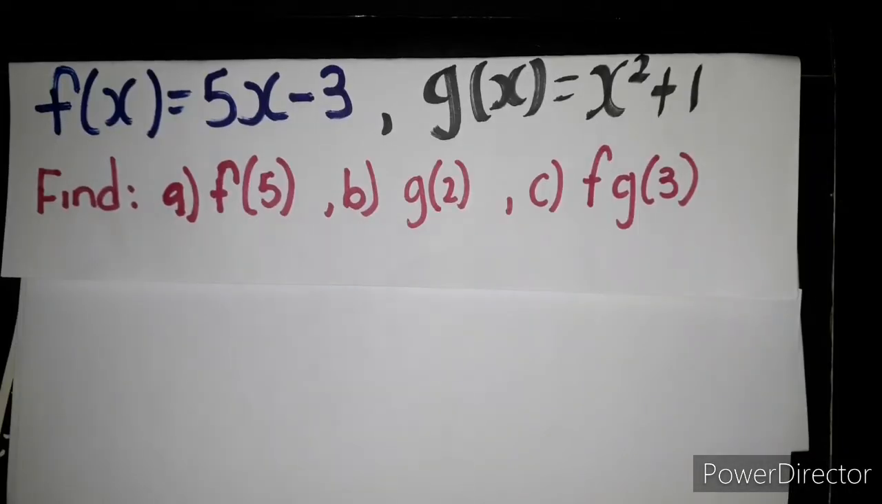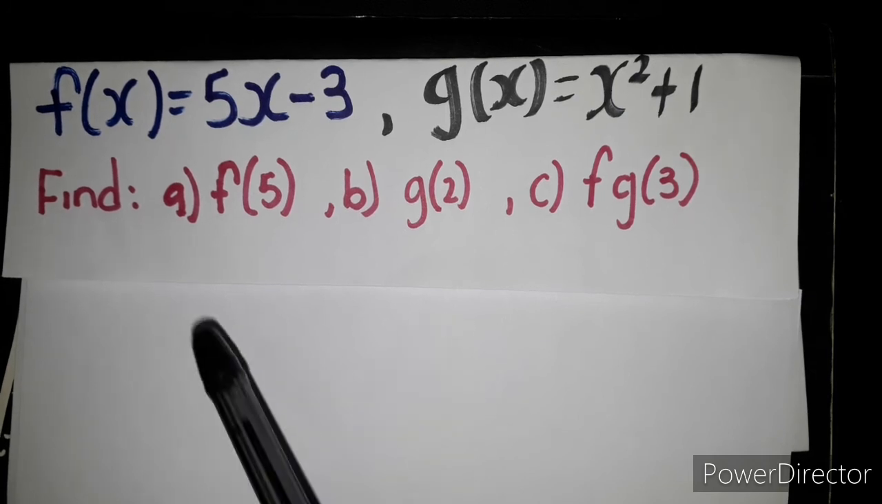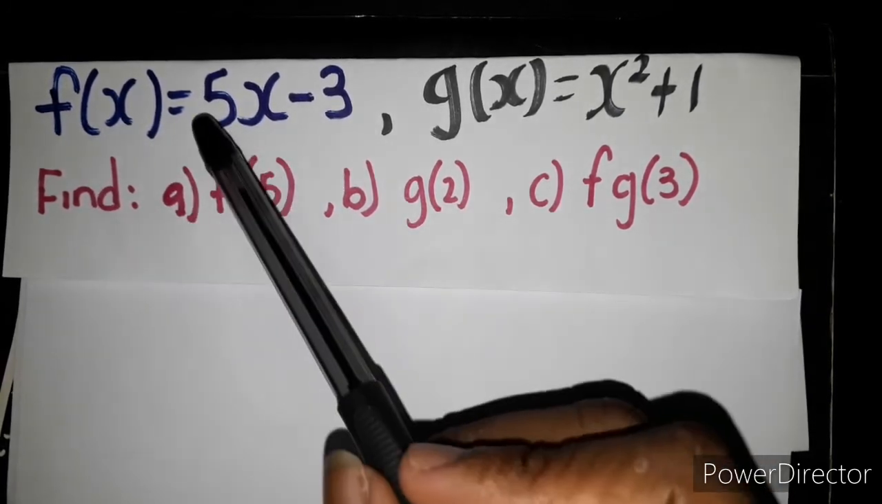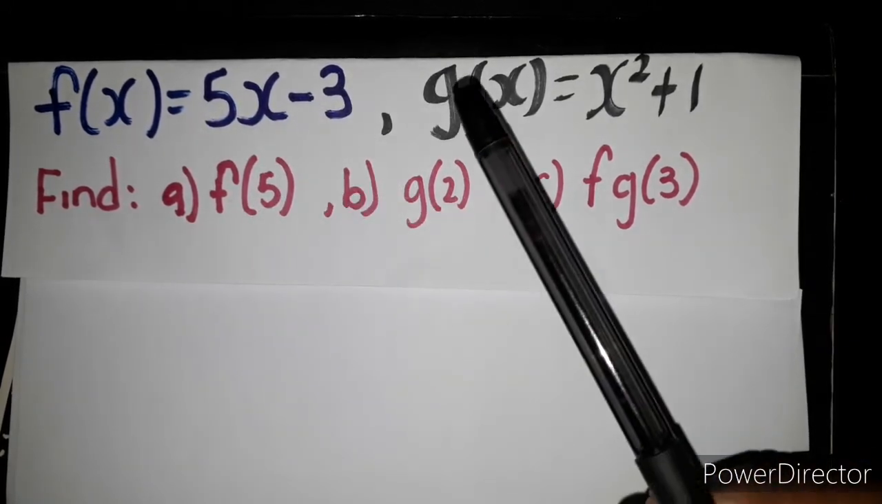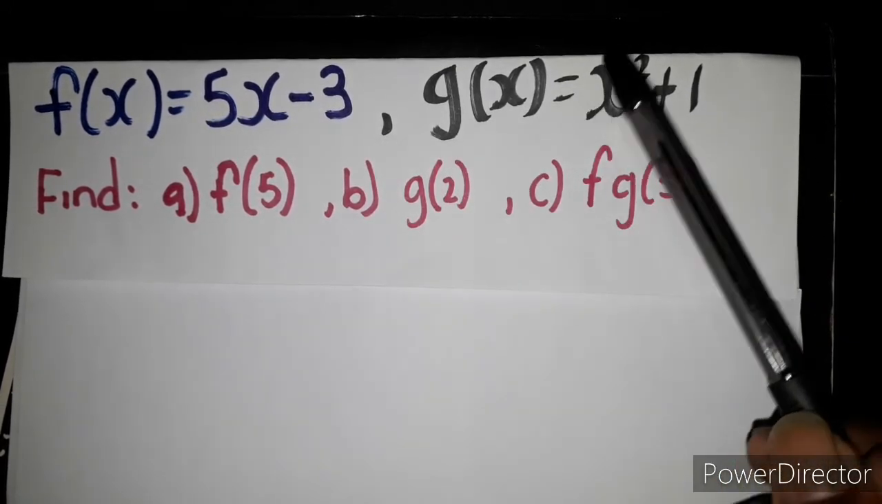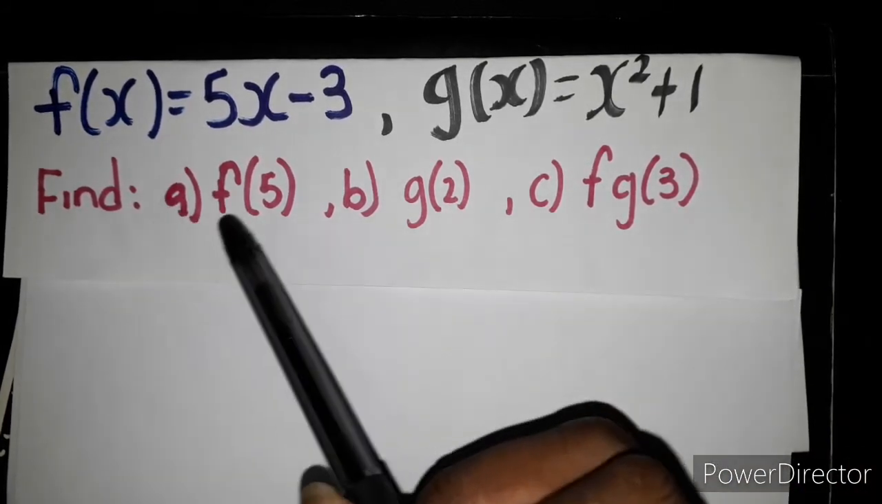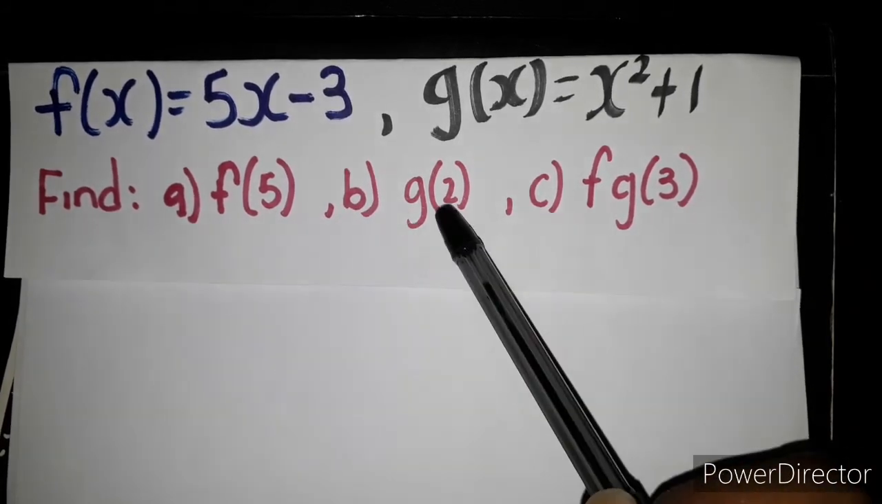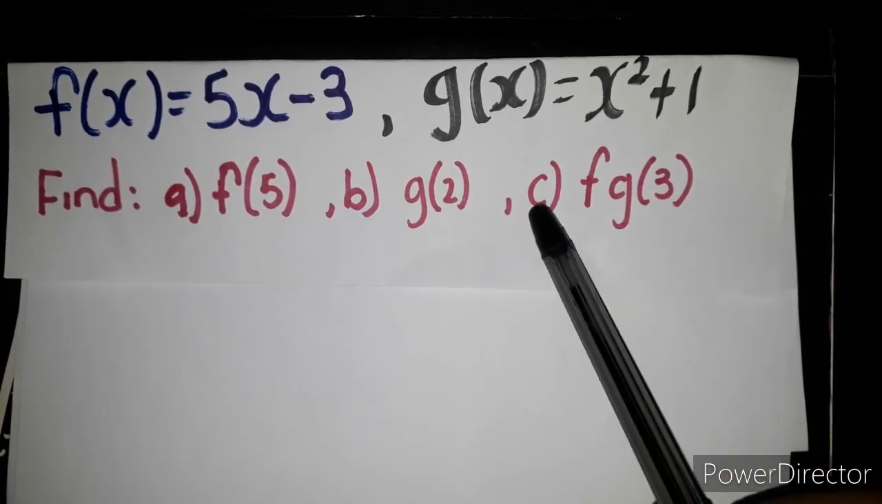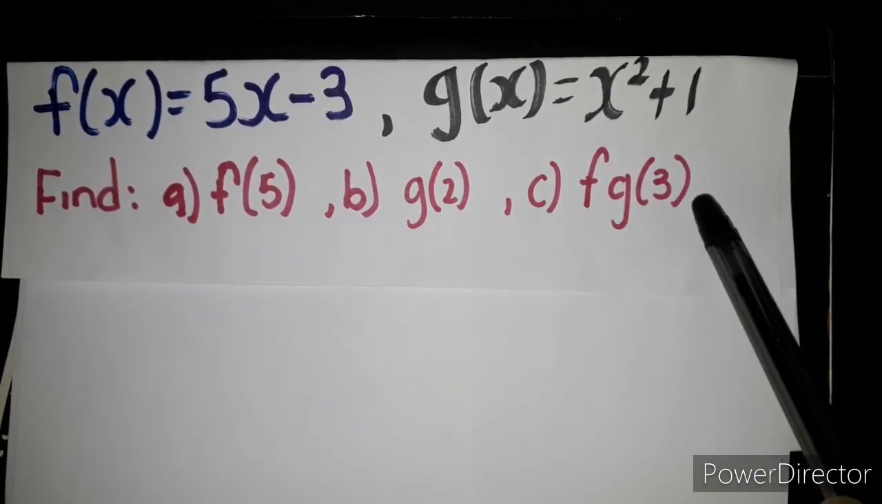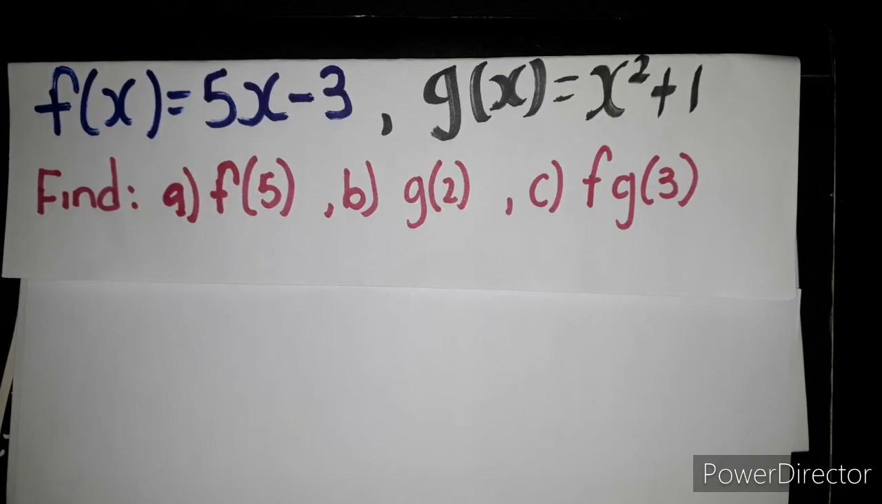Alright, so here are three questions that you can work on your own. Comment your answer, comment any question that you have. You have the function f of x is equal to 5x minus 3, and you have the function g of x is equal to x squared plus 1. And they're asking to find a, f of 5, b, g of 2, and c, fg of 3. Three simple questions, work them out, good luck.